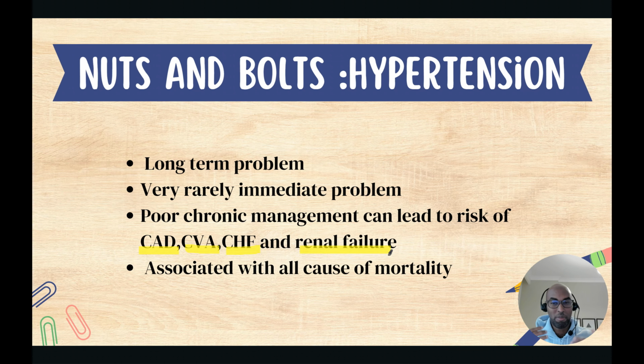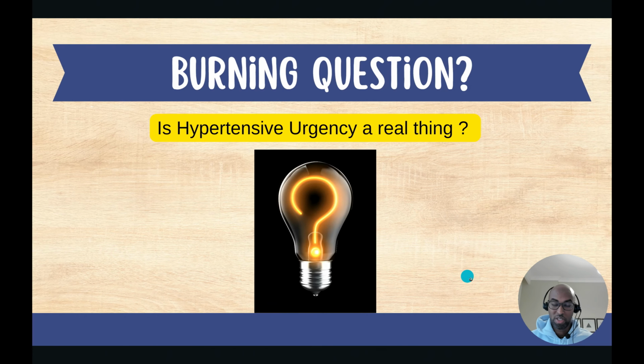So a patient can present with real problems, like a mortality case, or he can present with a serious complication like pulmonary edema, massive hemorrhage, stroke, or renal failure, but after a long term of uncontrolled hypertension. So now we have our patient, and our patient is under the category of hypertensive urgency. But the question is, is hypertensive urgency a real thing?